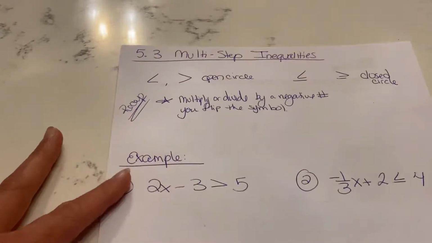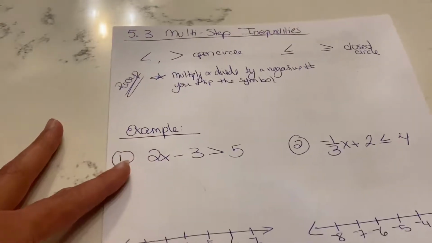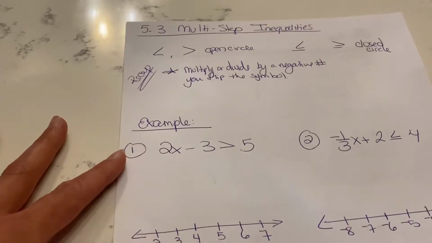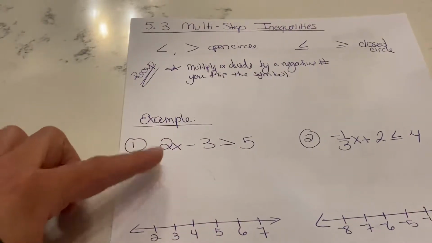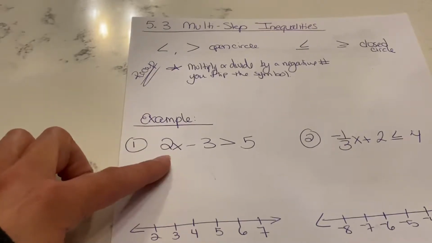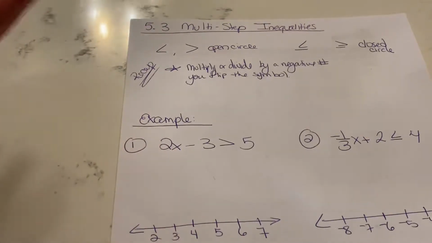All right, so I'm just gonna do 3 examples. Today's lesson is real short. Again, you should know how to isolate the variable. We learned this at the beginning of the school year. So you're still following the same steps.